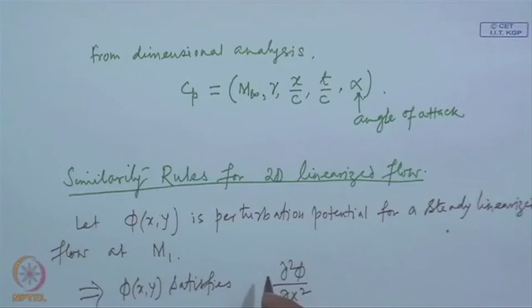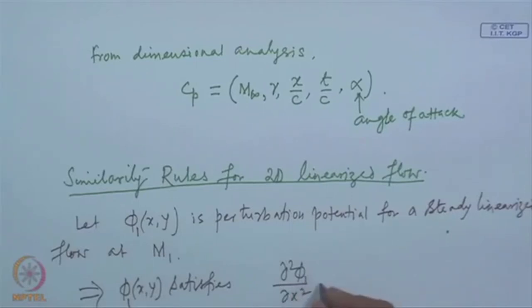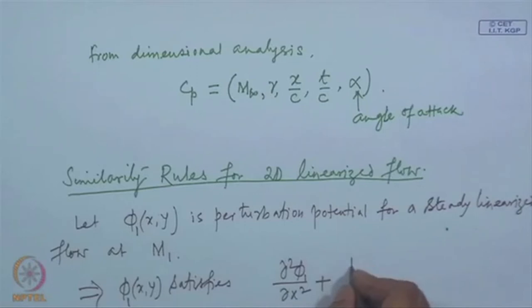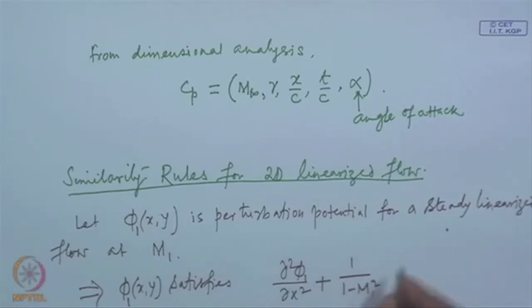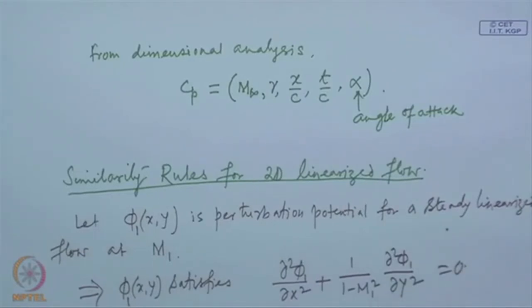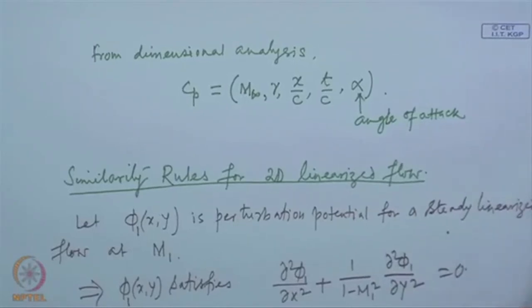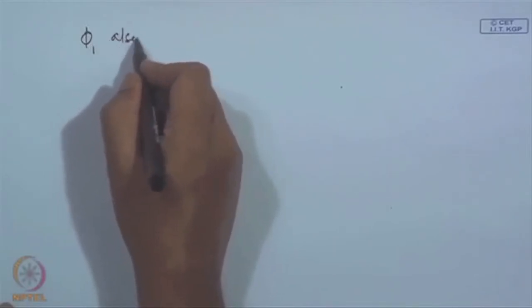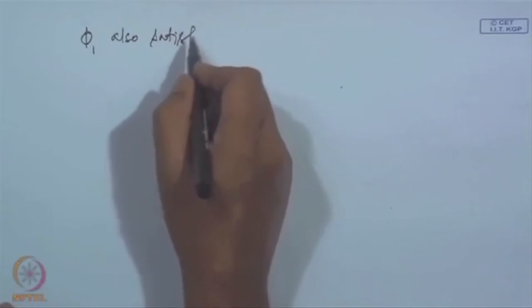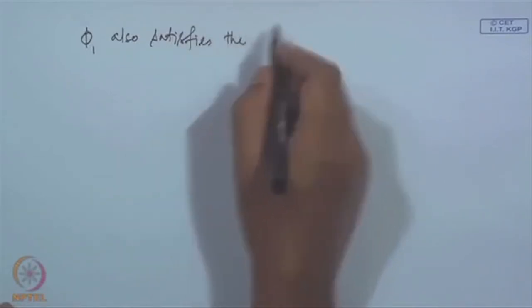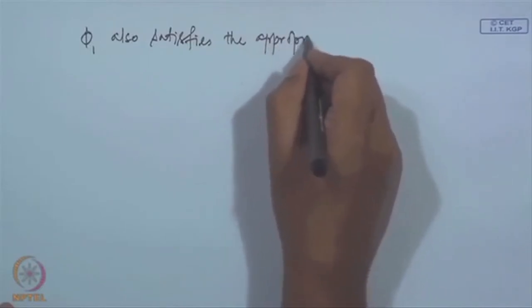or let us call it phi 1, d 2 phi 1 d x square plus 1 by 1 minus M 1 square d 2 phi 1 d y square equal to 0. So, phi 1 satisfies this equation, and phi 1 also satisfies the appropriate linearized boundary condition.